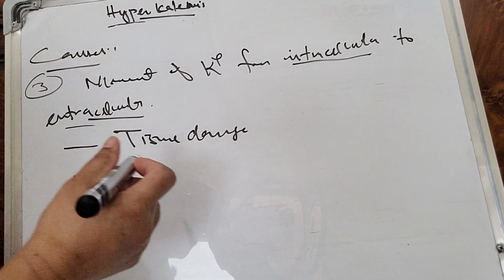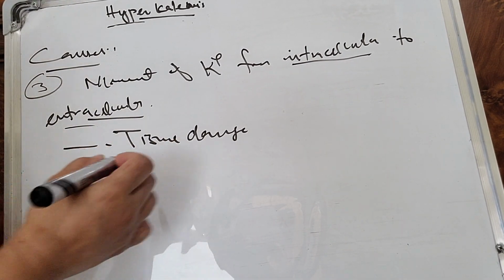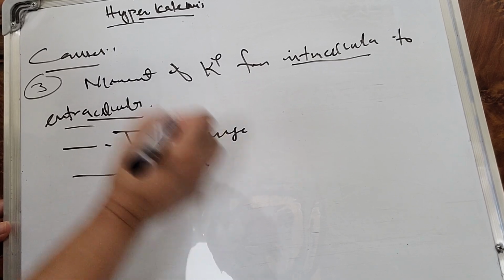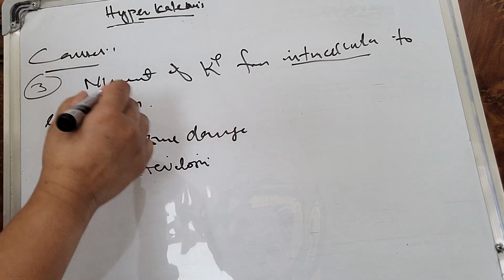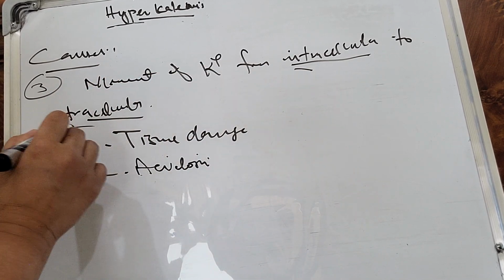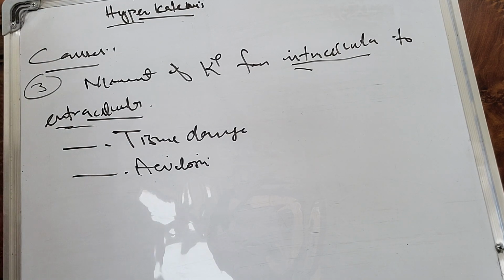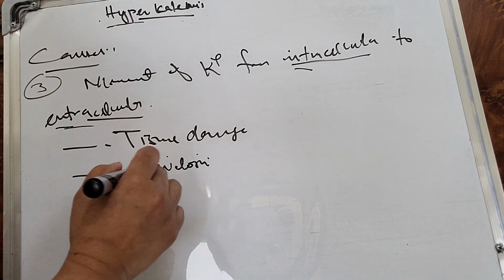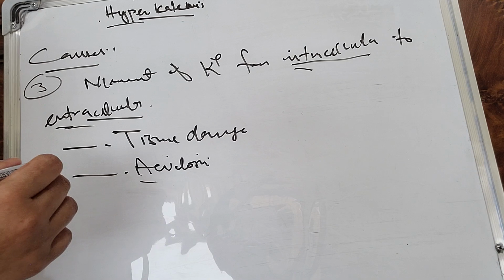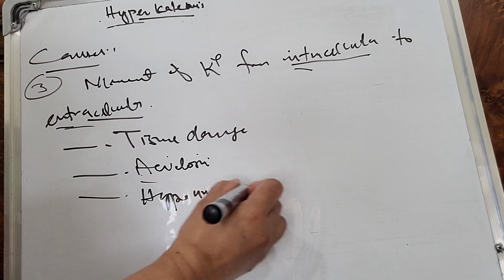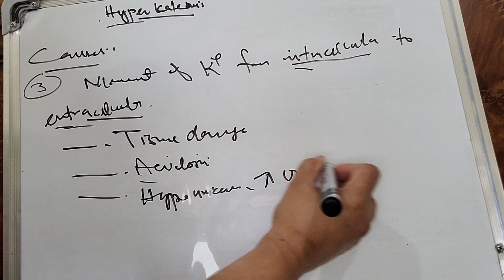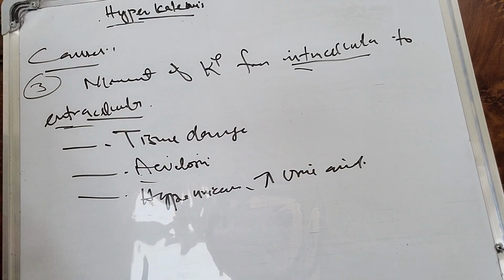The next is acidosis. In hypokalemia there is alkalosis, where potassium moves from the extracellular to intracellular space, but in acidosis potassium moves from intracellular to extracellular. So hyperkalemia is associated with acidosis. Then hyperuricemia, which means an increased uric acid condition. If the patient has increased uric acid, that is also a cause of hyperkalemia.